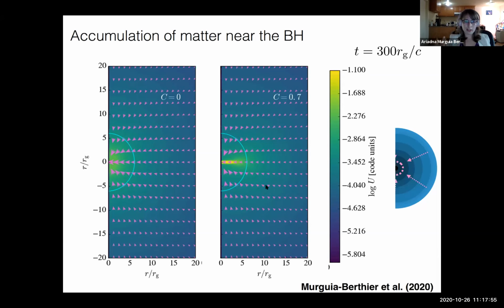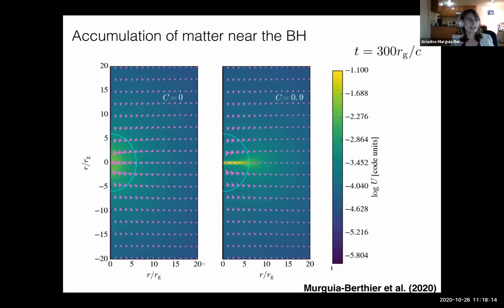This is not surprising at all, because we already know that there are going to be streamlines going this way and streamlines going that way that are going to collide in the equator and are going to dissipate a bit of energy and accumulate. So this is all not surprising. Now let's increase the angular momentum and see what happens. So if we do that, let's do 90% of the angular momentum at the ISCO. As can be seen here, we can see more and more accumulation compared to the other case.